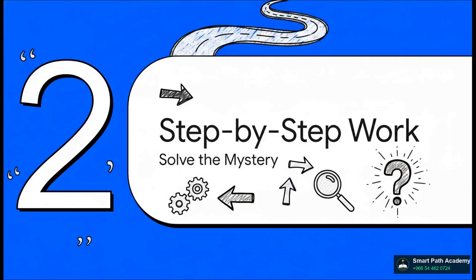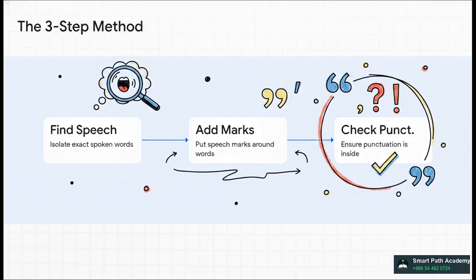Moving on to Section 2, Step-by-Step Detective Work. So how do we actually do this under pressure? Well, by following 3 exact steps, you can systematically crack any messy, unpunctuated sentence without ever having to guess. Step 1, isolate the exact words coming out of the character's mouth. Step 2, put your speech marks right around those words. And step 3, this is your final security check. Make sure your commas, question marks, or exclamation points are securely trapped inside those marks.